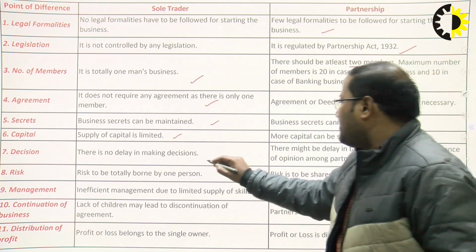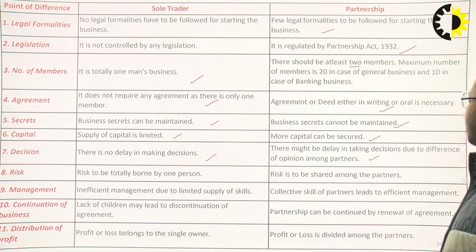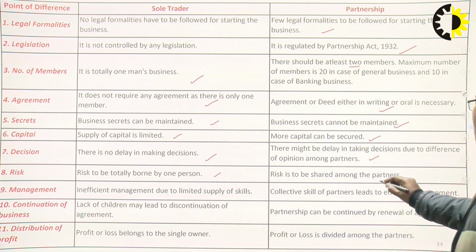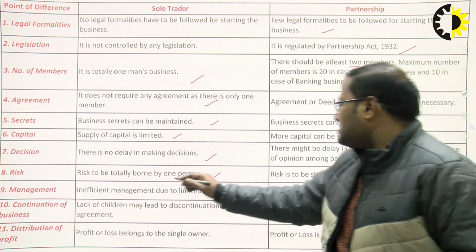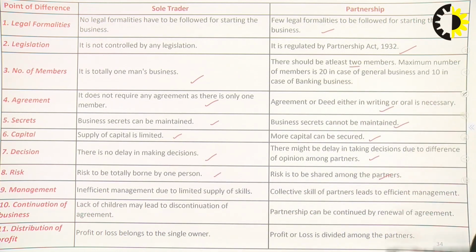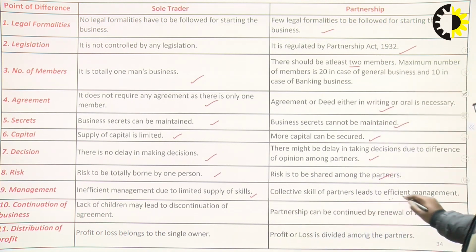Decision: in a sole trade there is no delay in making decisions. In a partnership there may be delay in making decisions because we are taking the decision and opinion from the different partners. Risk: in a sole trade, risk is to be totally borne by the person, while in a partnership risk is shared among the partners. In this, the risk is borne by only a single person, whereas many persons are involved in case of partnership. Management: in a sole trade, there is inefficient management due to limited supply of skill, while in a partnership the collective skill of partners leads to efficient management.